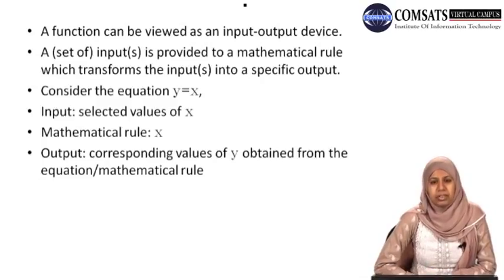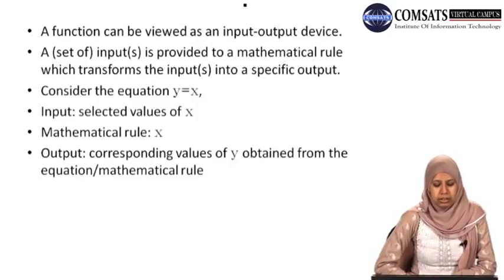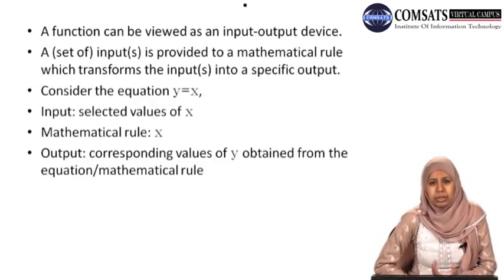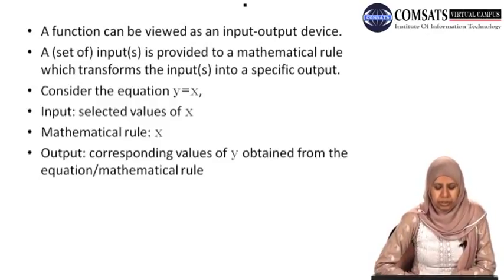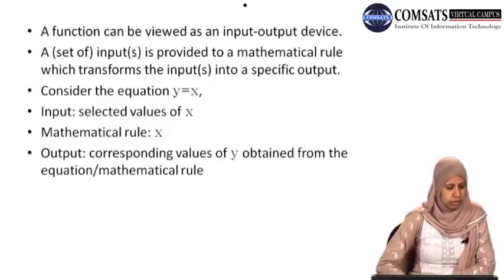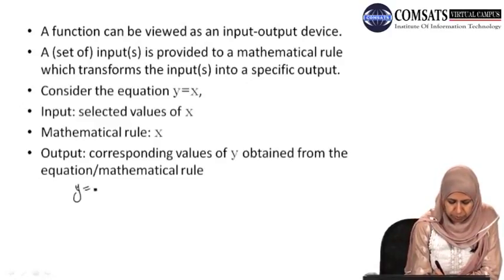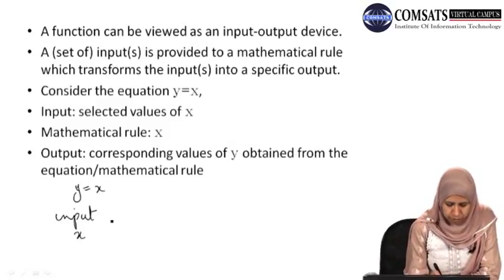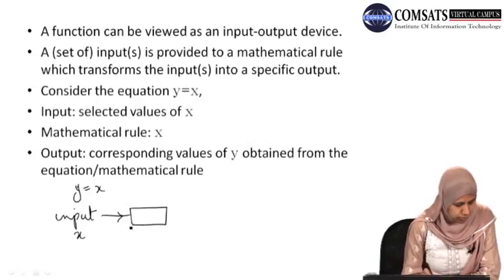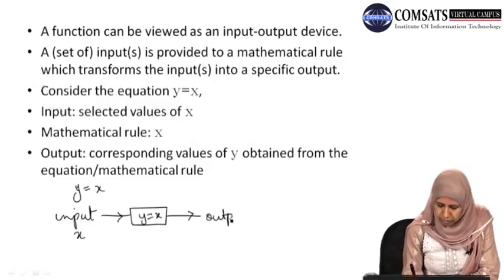For example, if we consider our equation y equals x, it is a linear equation. In this equation, our input is the selected values of x. We can take one value of x as an input or many different values of x as an input. Then the mathematical rule which assigns this input a new output is simply x, and output is the corresponding values of y obtained from the equation or the mathematical rule. What do we mean by this? Our equation is y equals x, and we have our input here, the selected values of x. We put the values in the function y equals x, the rule, and it gives us our output, which is y.